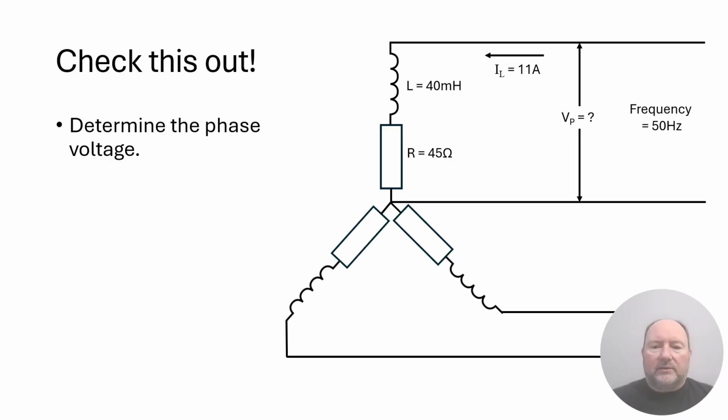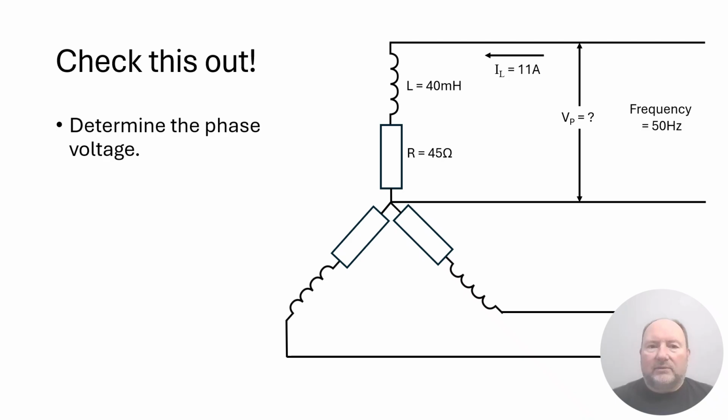We have a three-line system, four wire, so three-line and neutral, that has an identical impedance on each of the lines. So each line will have an inductance of 40 millihenry and a resistance of 45 ohms. And the question is asking us to work out the phase voltage.